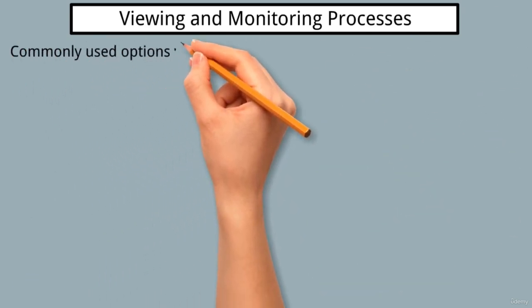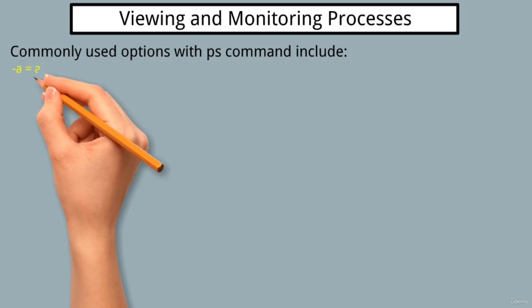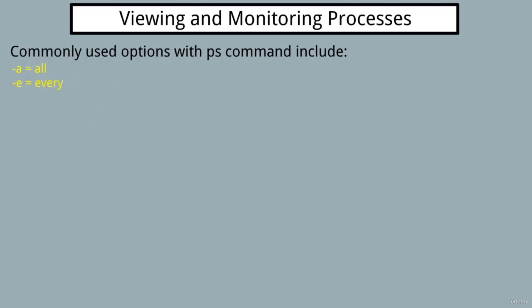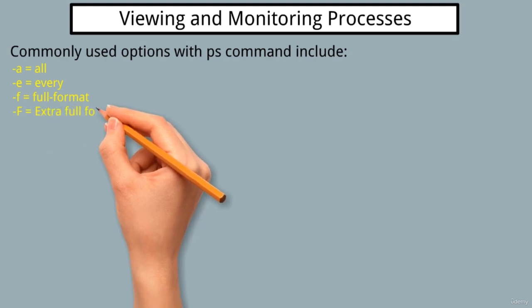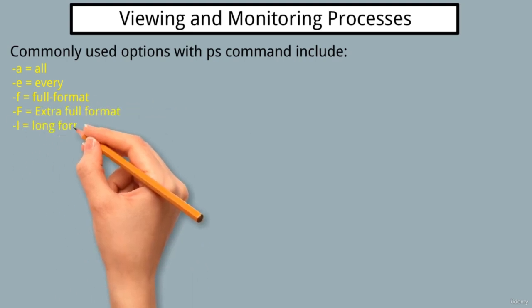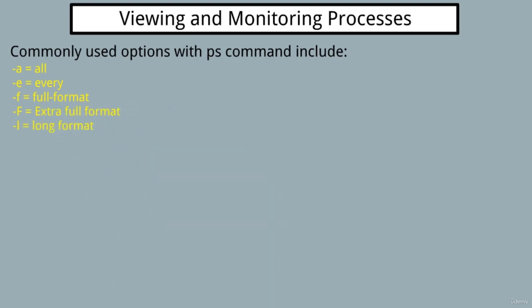Commonly used options with the ps command include -A to show all, -E for every, -F for full format, uppercase -F for extra full format, -L for long format. When you run the ps -eaf command, this is the following result that you will see on your screen.